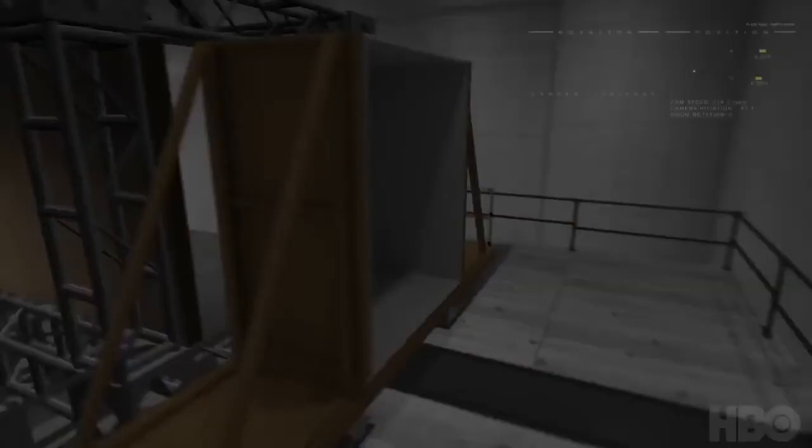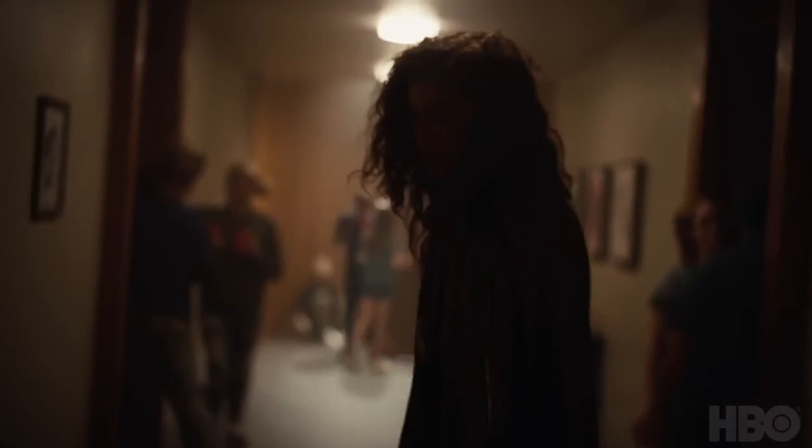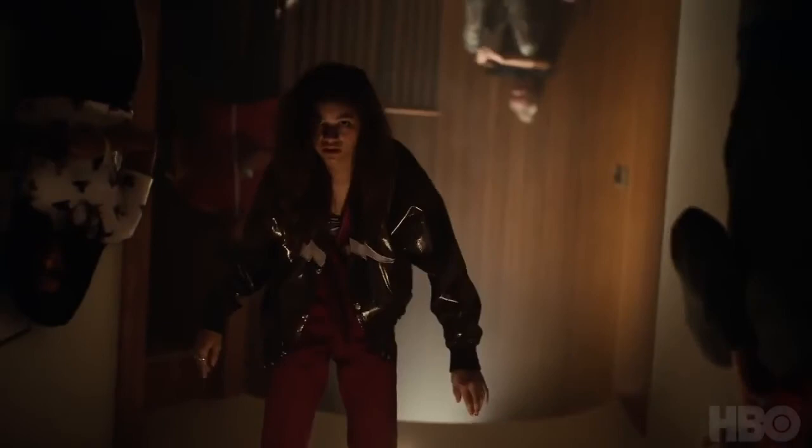As she walks out, that bathroom breaks away, which allowed our Technocrane to basically dolly into the hallway with her. And we keep her in frame as the entire hallway starts to rotate around her. And then the night got weird.